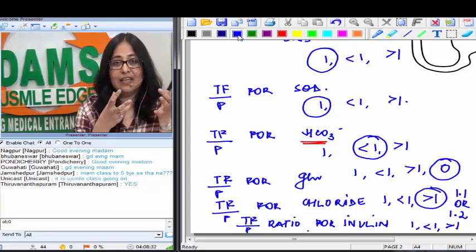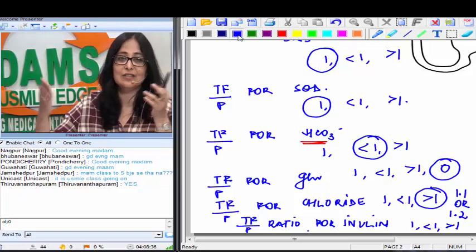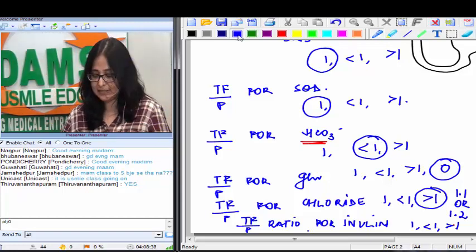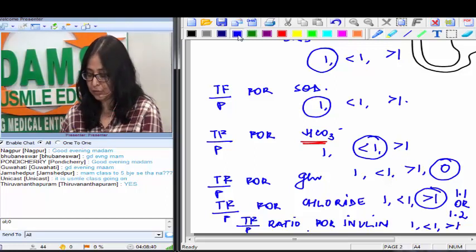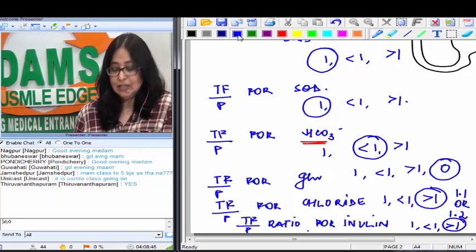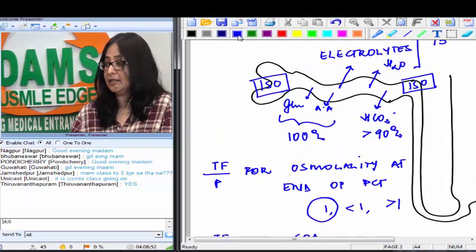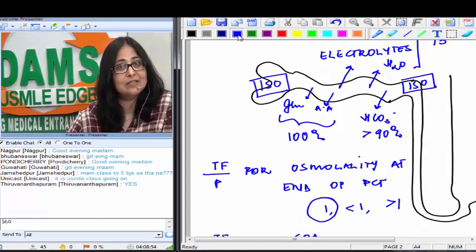So the concentration of inulin in the PCT now starts rising. By the end of PCT, the TF by P ratio now becomes more than 1, right? More than 1. So you've had a look at the TF by P ratios for different substances.